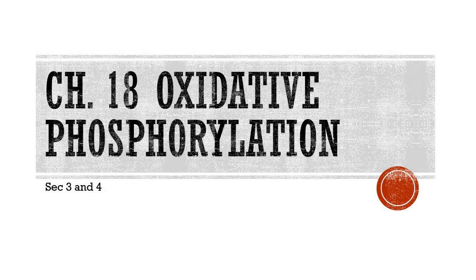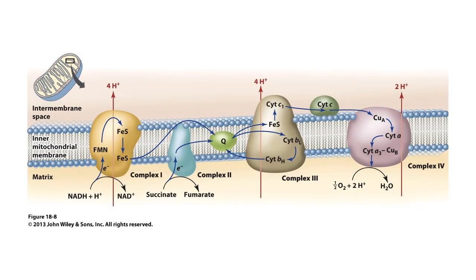In this lecture, we are finishing up Chapter 18 on the Electron Transport Chain by focusing on Sections 3 and 4 regarding oxidative phosphorylation and the regulation of the electron transport chain. As you may recall from the previous lecture, the electron carriers NADH and FADH2 are oxidized to ultimately transfer their electrons to oxygen, making water.